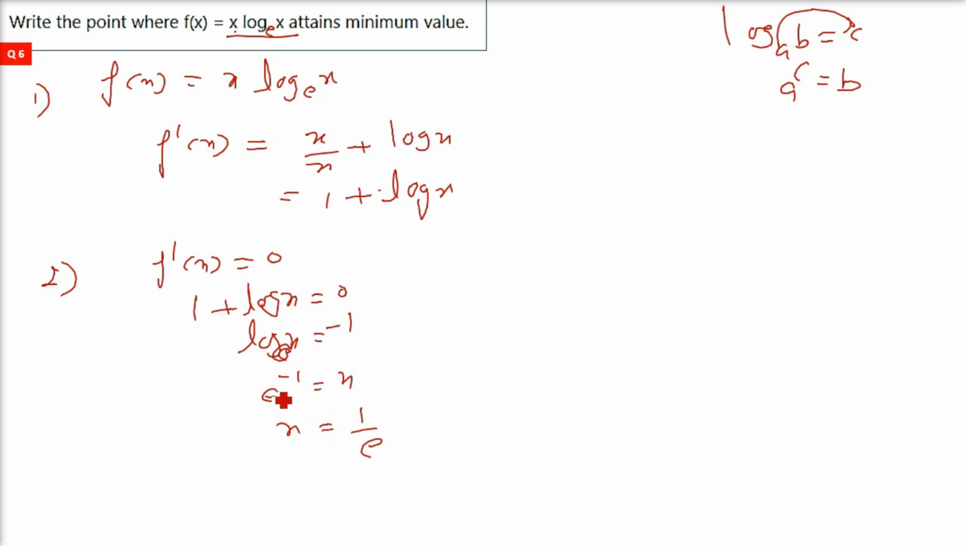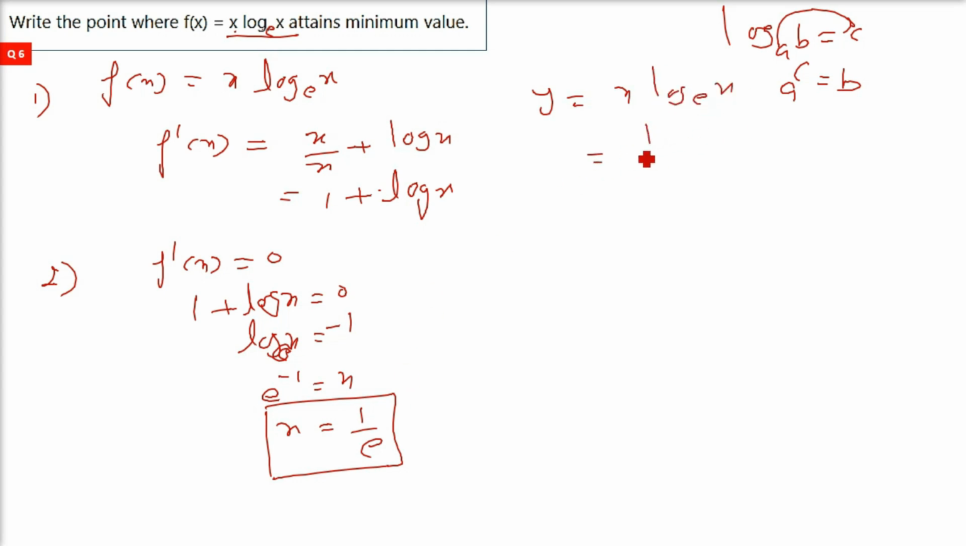This is your x. X is 1 by e is what you got. But you are not going to stop here because we need to find out the minimum thing. For that minimum or maximum, we have to go for the double differentiation, and that double differentiation will keep this x equals to 1 by e value and then see what is the sign we are going to get.